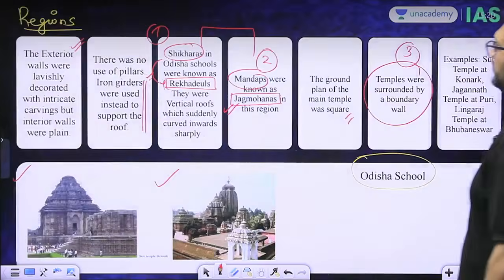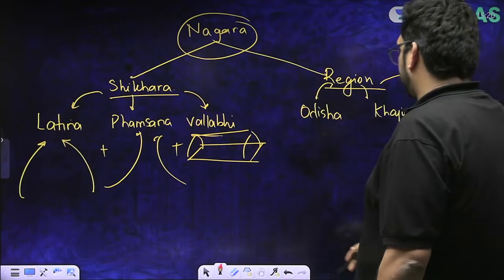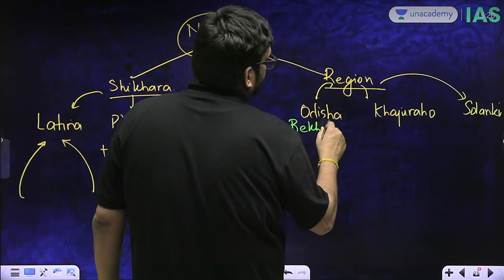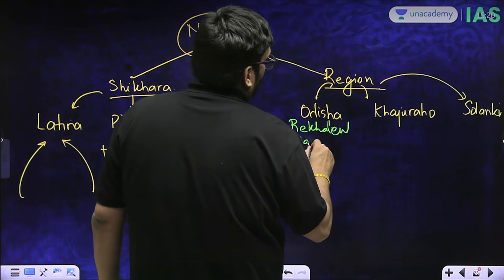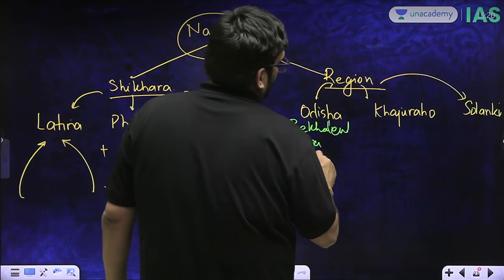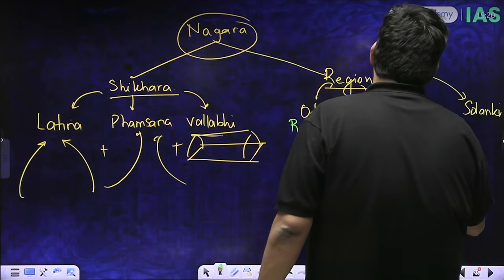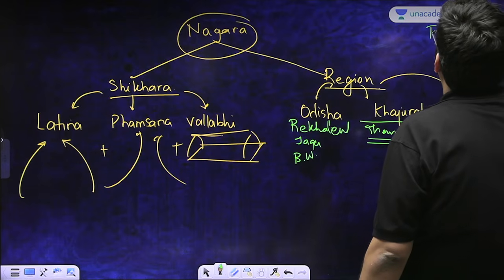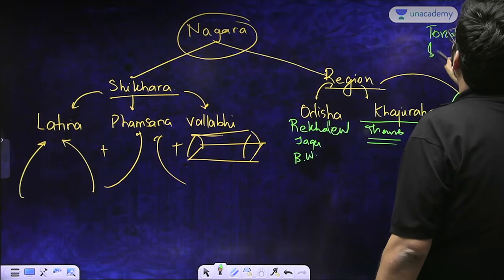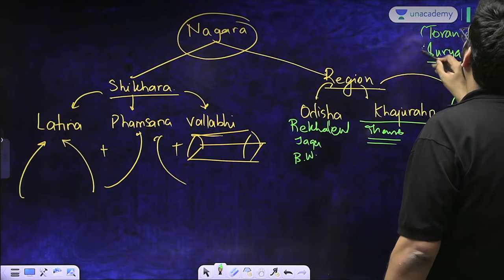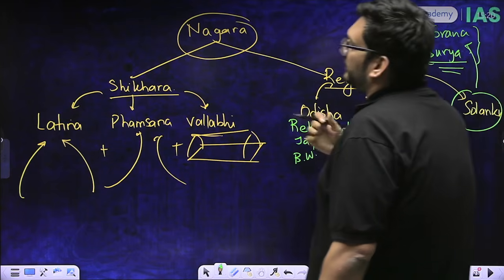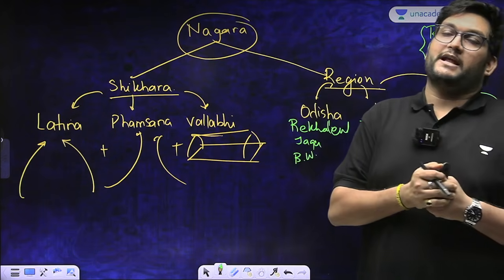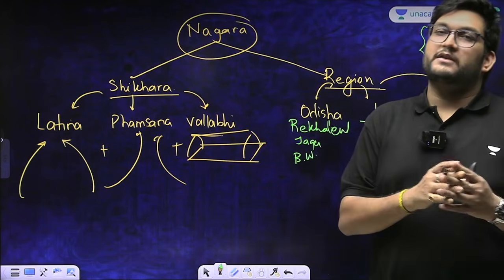So, if we go back to our list where we had mapped the differentiation: Odisha school, what you have to remember is Rekhadeul, you have to remember Jagmohan, and you have to remember it has a boundary wall. Khajuraho, the theme is different, everything else is perfectly fine. Solanki, you get Torana as the entry gateway, you get Suryakund as water tanks, you also get sun temples with boundary wall also, entry gate also, and the concept of water tank. All three exceptions are there and mostly very beautifully decorated.